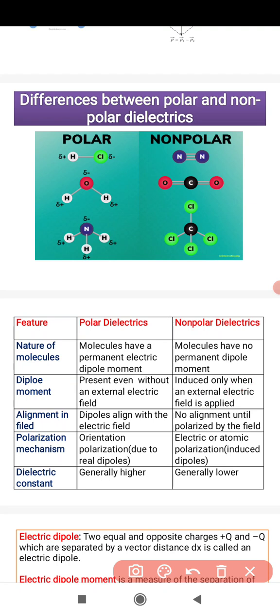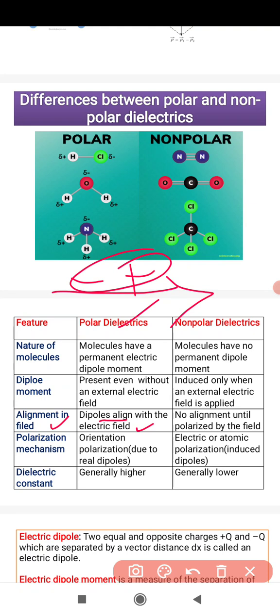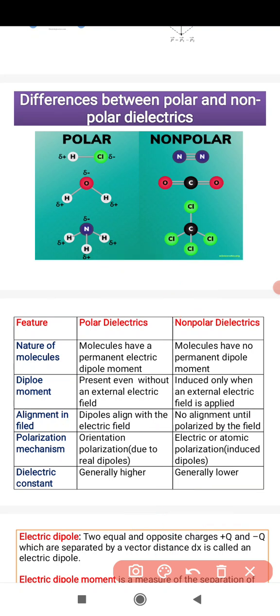Next, alignment of the field. On application of an electric field, the dipoles in polar molecules are aligned in the direction of the field. For example, if the electric field is applied in the forward direction, the dipoles are aligned in the direction of the electric field. In non-polar dielectrics, there is no alignment until polarization takes place by the field. Until then, the dipoles are not arranged in the direction of the electric field.